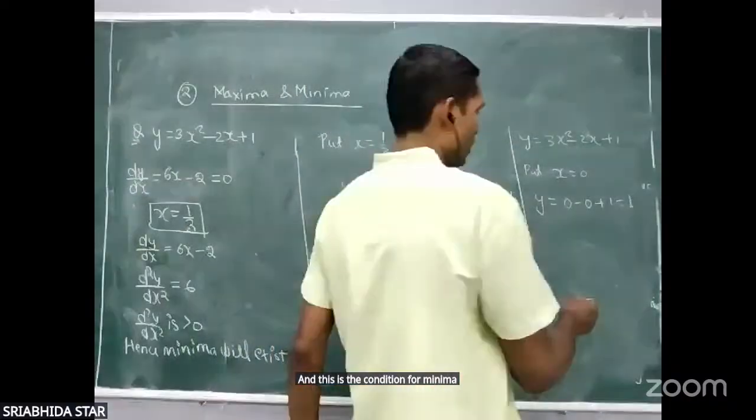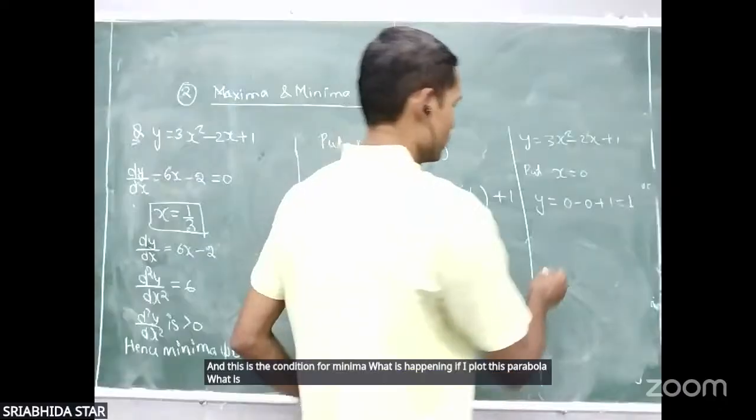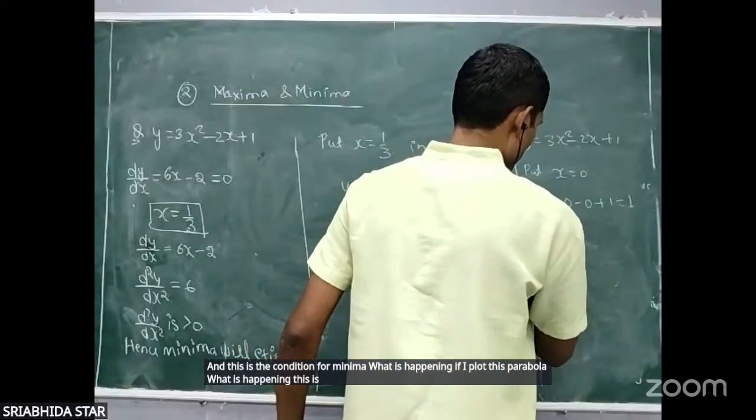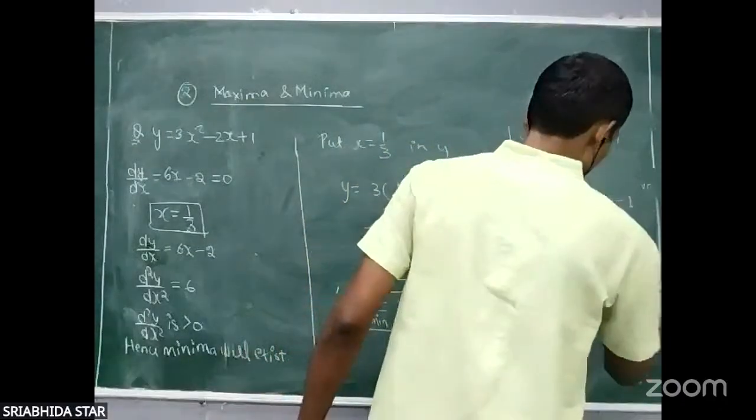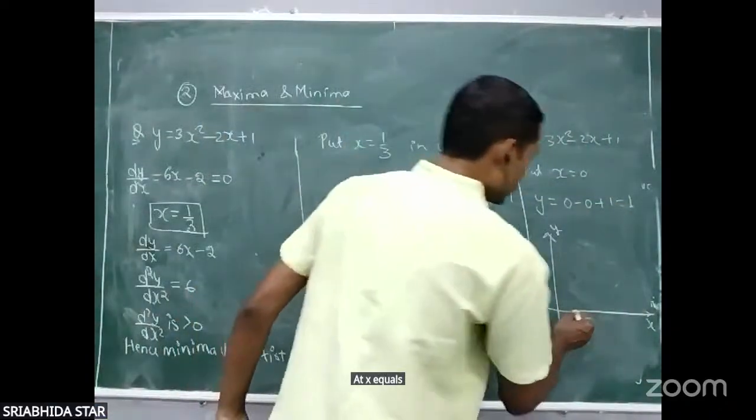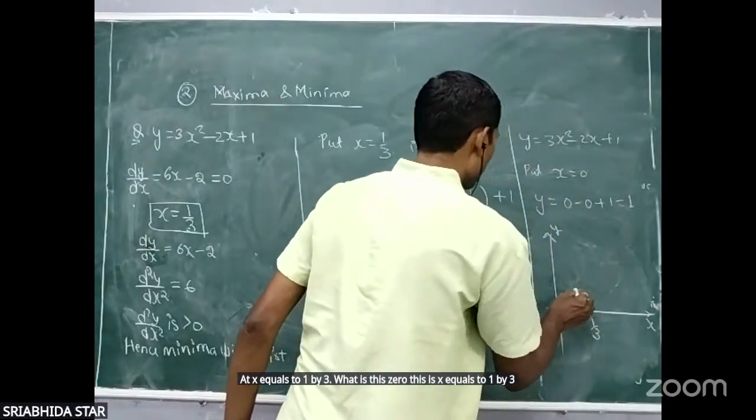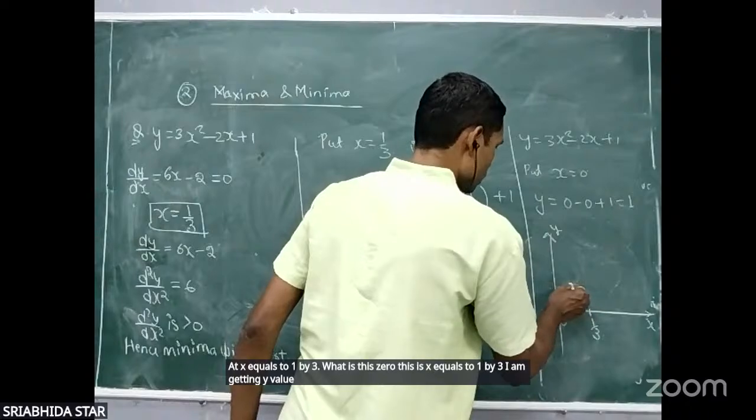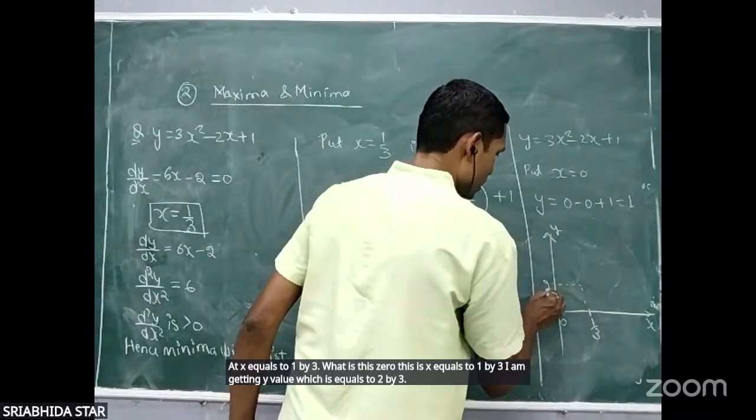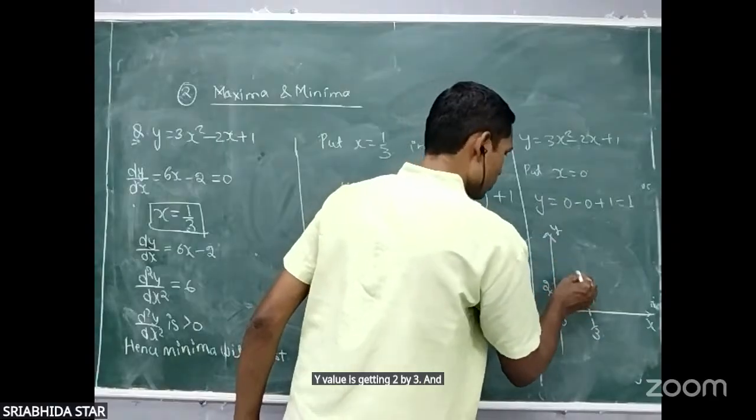So what is happening if I plot this parabola? This is y and this is x. So at x equals 1 by 3, this is 0, this is x equals 1 by 3, I am getting a y value which is equal to 2 by 3. And the function will look like this.